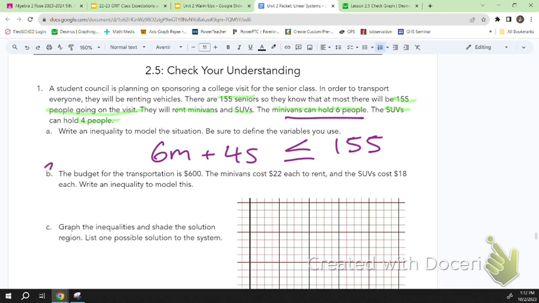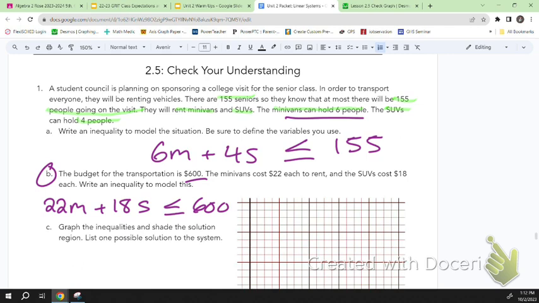Look at part B now. The budget for this is $600. You should be thinking that's my total. The minivans cost $22 to rent. The SUVs cost $18 to rent. Do you think they want to spend more than their budget? No. We want to spend less than or equal to. Okay? Is that an S or a 5? It's an S for SUVs.